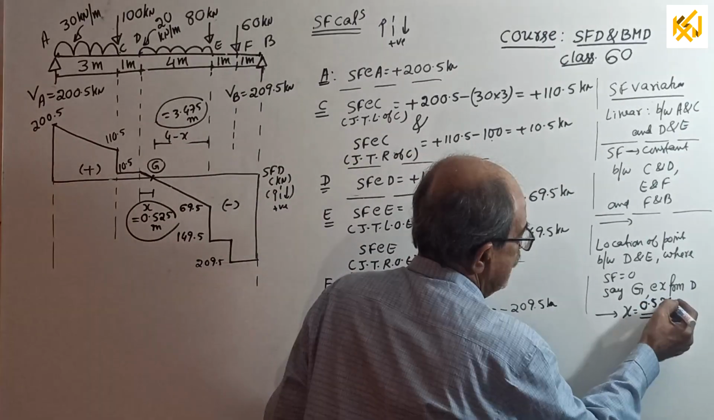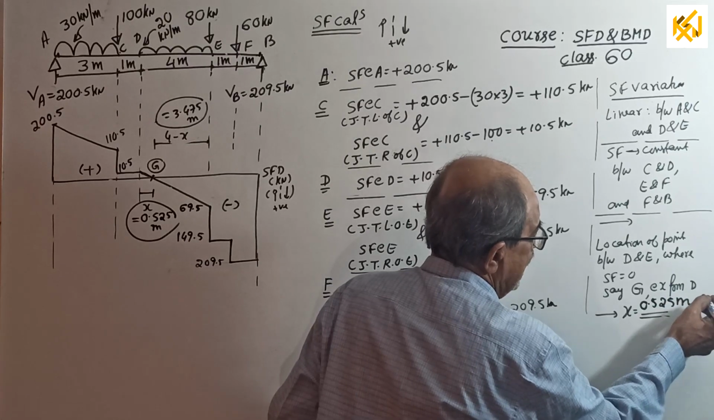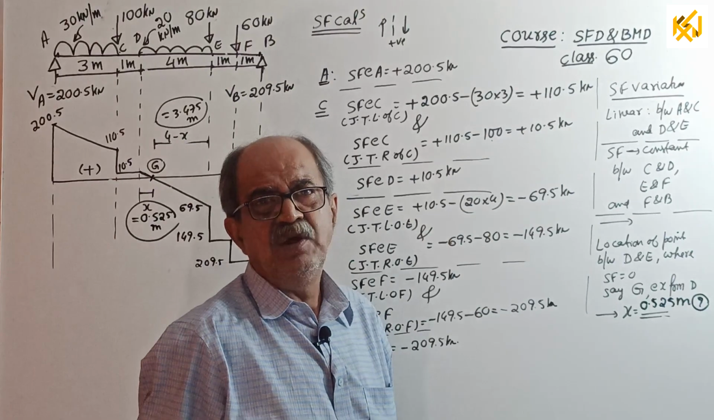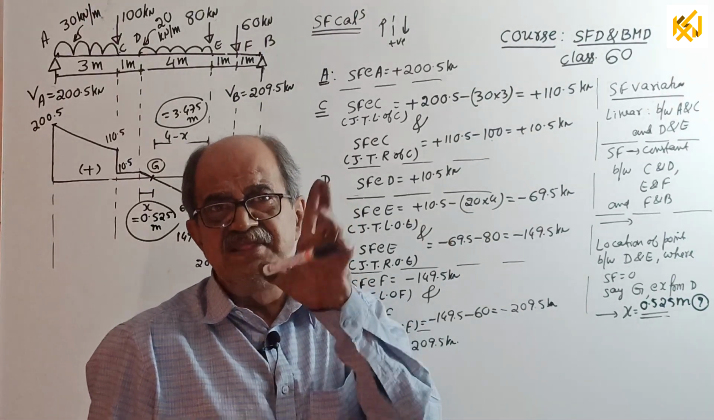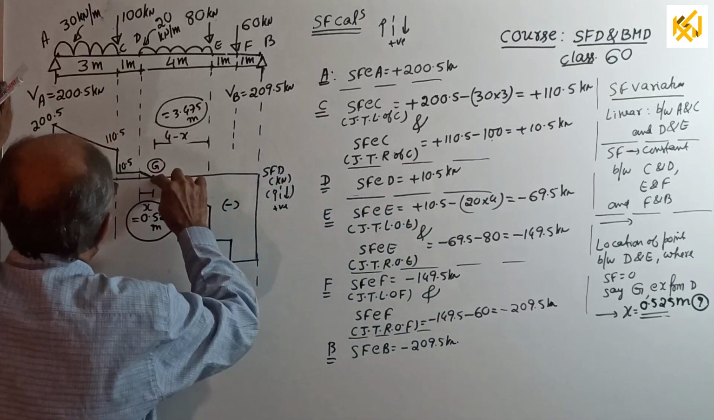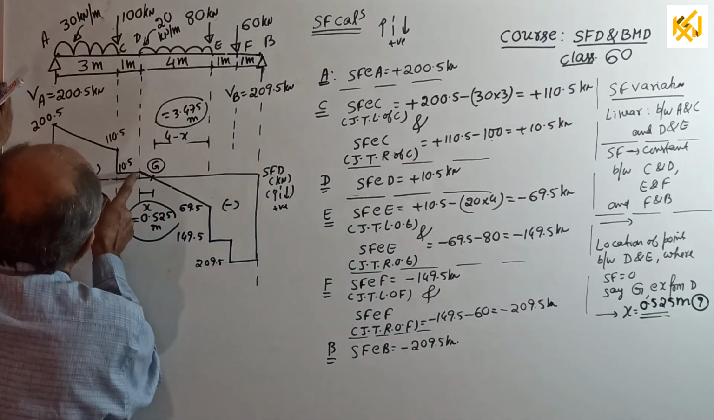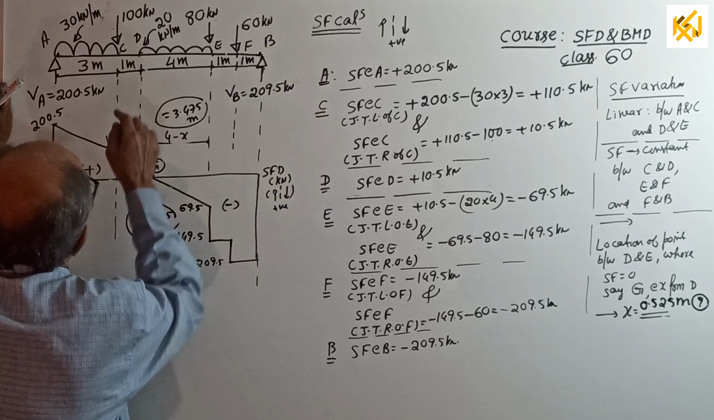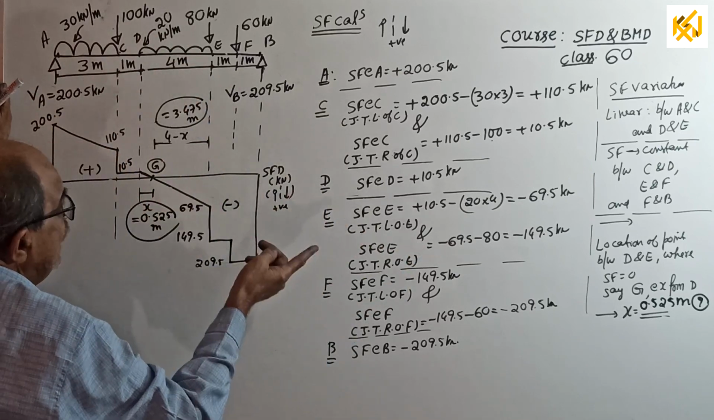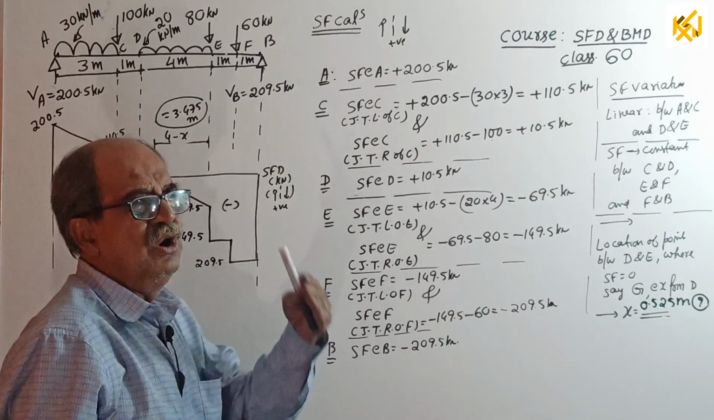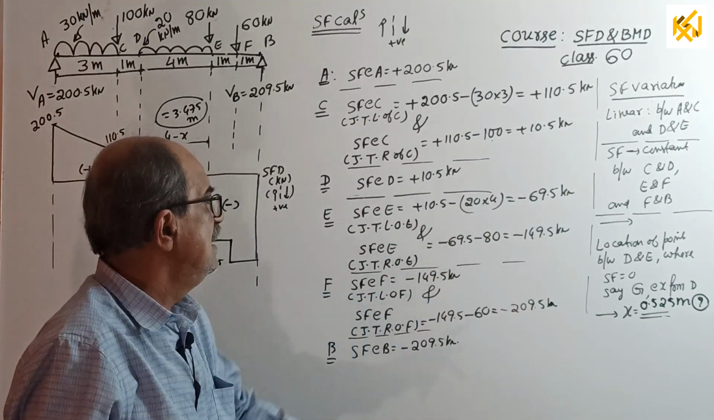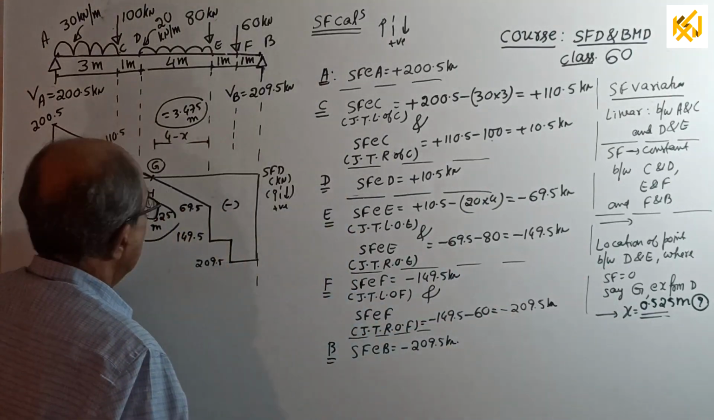0.525 meter. I'll put a question mark here. Question mark means not wrong. In my class, if I write a question mark, it means you have to get the value. See, option 1: shear force at G equal to 10.5 minus 20 into X equals 0. Second option, third option, I told you so many times, you carry out that one, get the value of X, come back and enter.